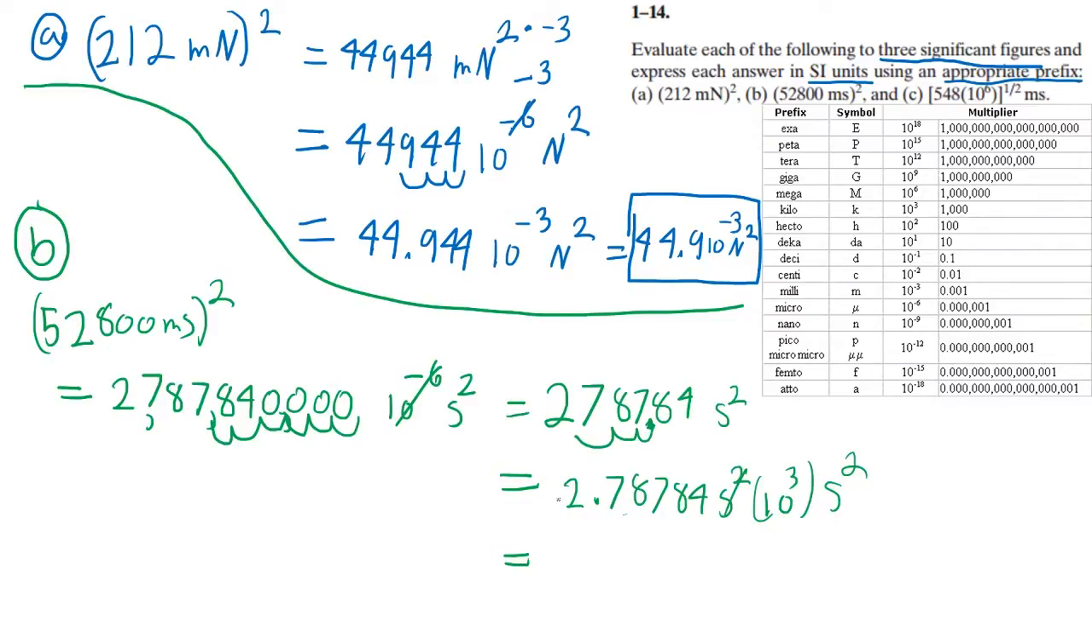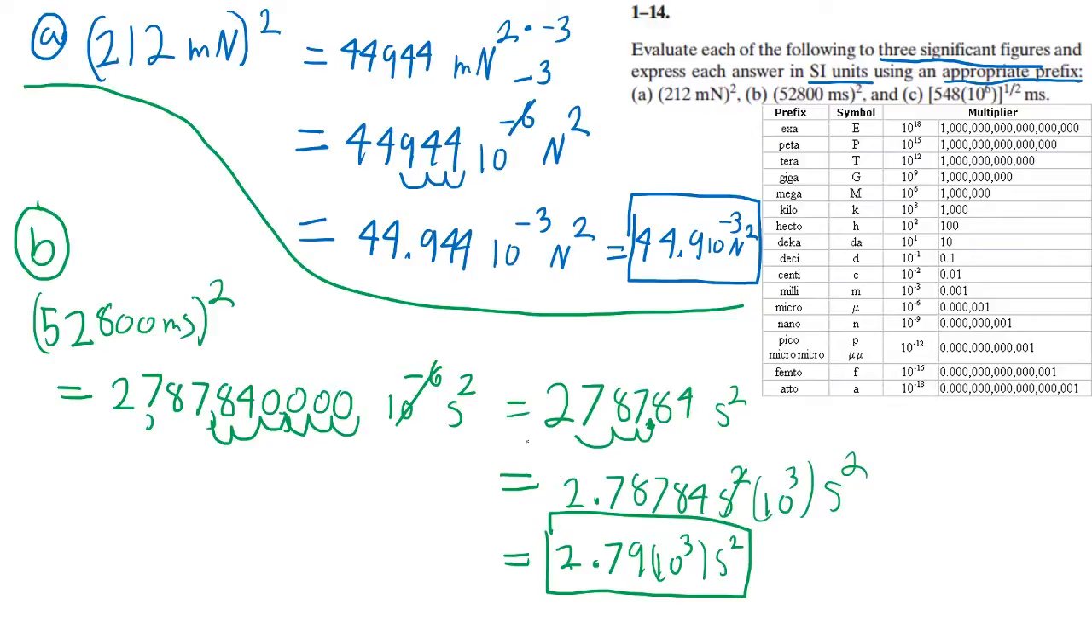And if you probably have noticed, this is not 3 sig figs. So 2.79 times 10 to the third seconds squared, and that is our final answer for B.